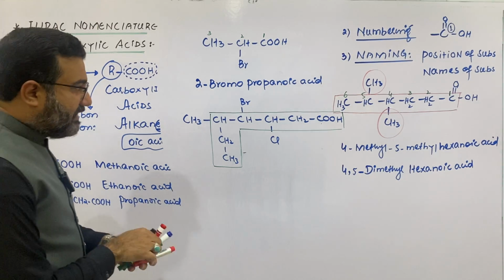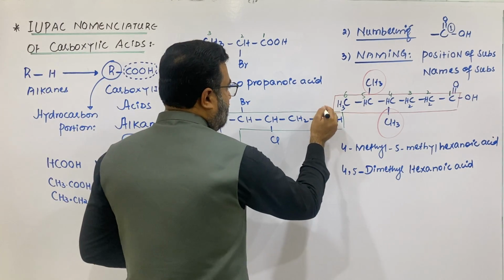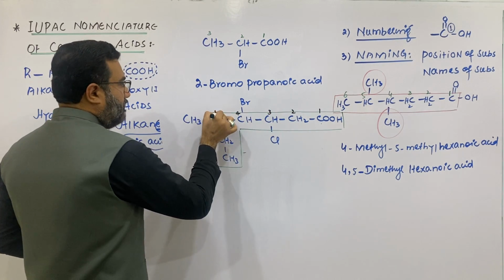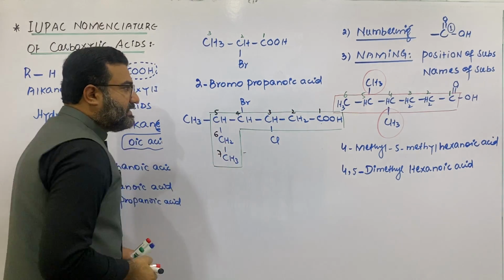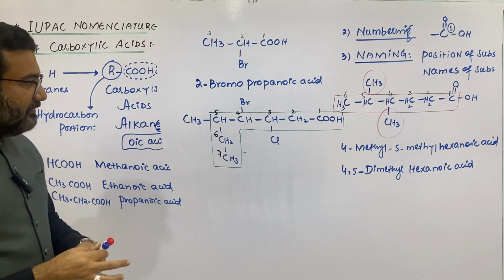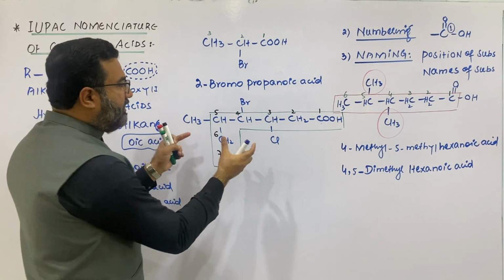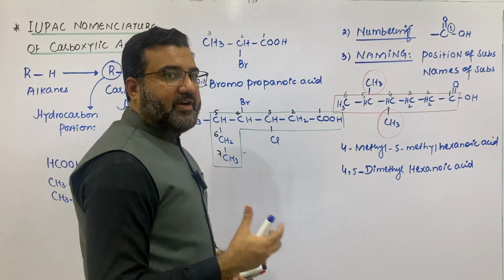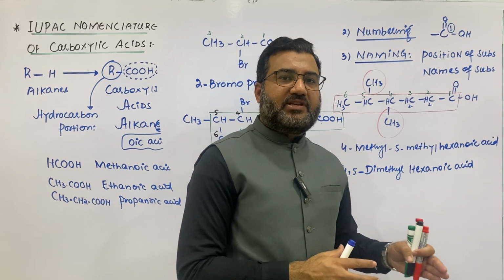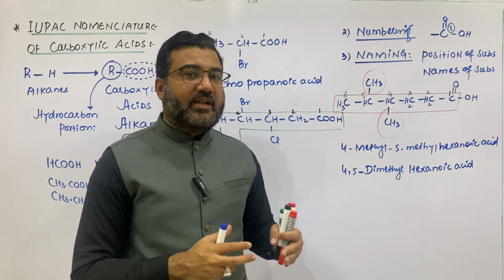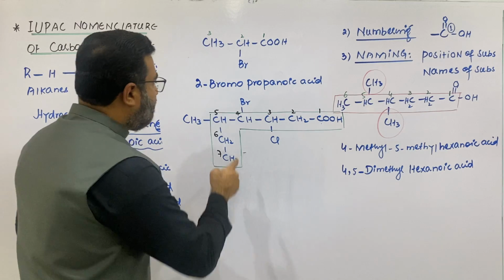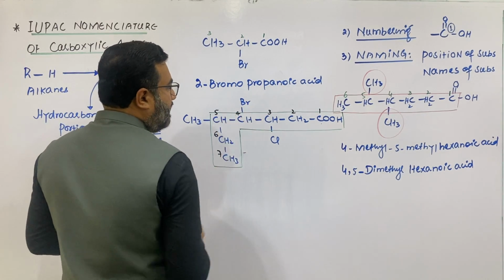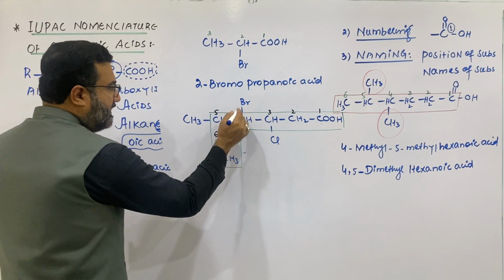Now you will allot the numbers. Obviously the functional group will be preferred: 1, 2, 3, 4, 5, 6 and 7. Now after giving numbers, let us name them. Now there are 3 types of substituent: chloro, bromo and methyl. When you have different types of substituents attached to the main chain, their naming will follow alphabetic order. Now we have bromo, chloro and methyl. So alphabetically, bromo should be given the first name. So it is attached to carbon 4.